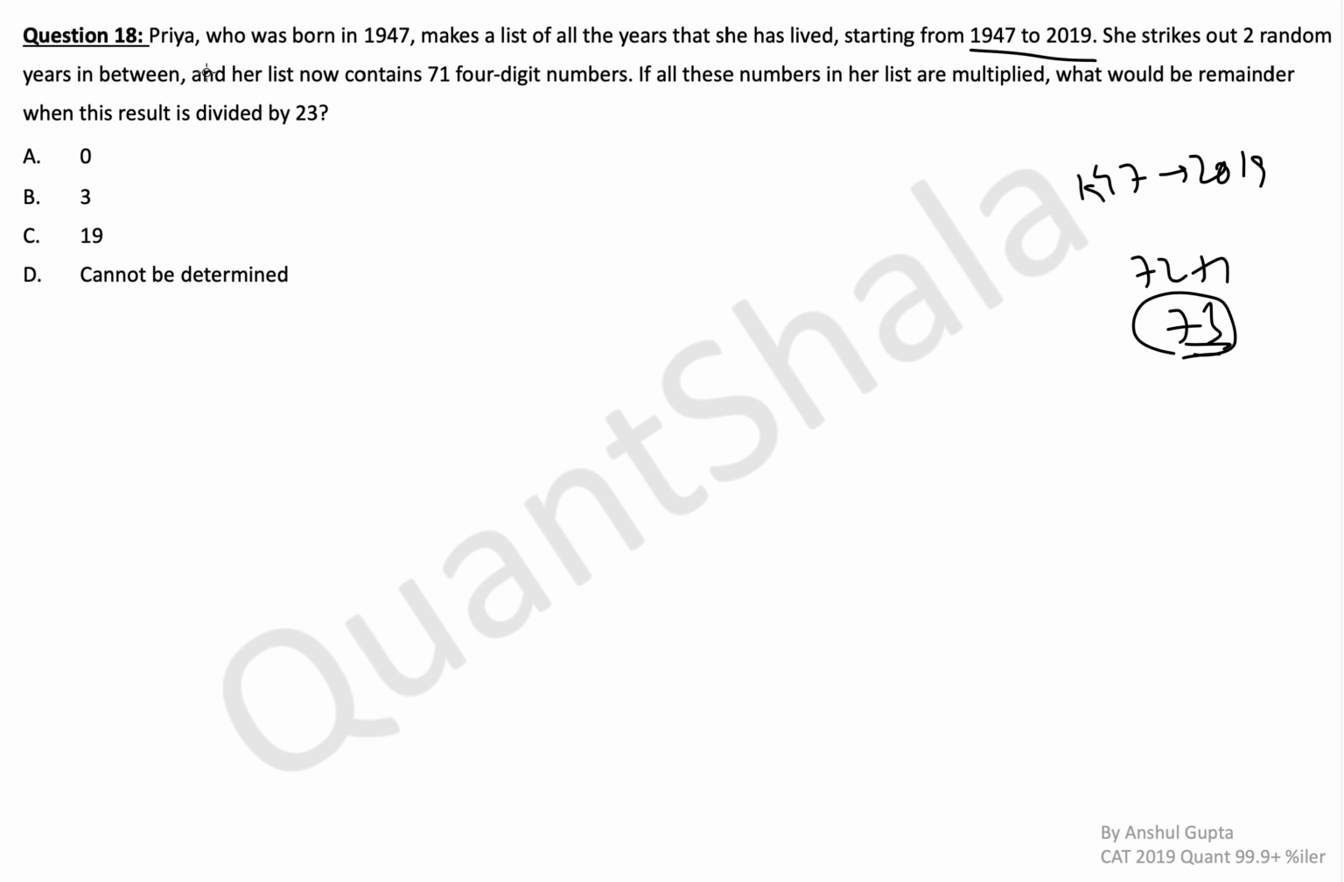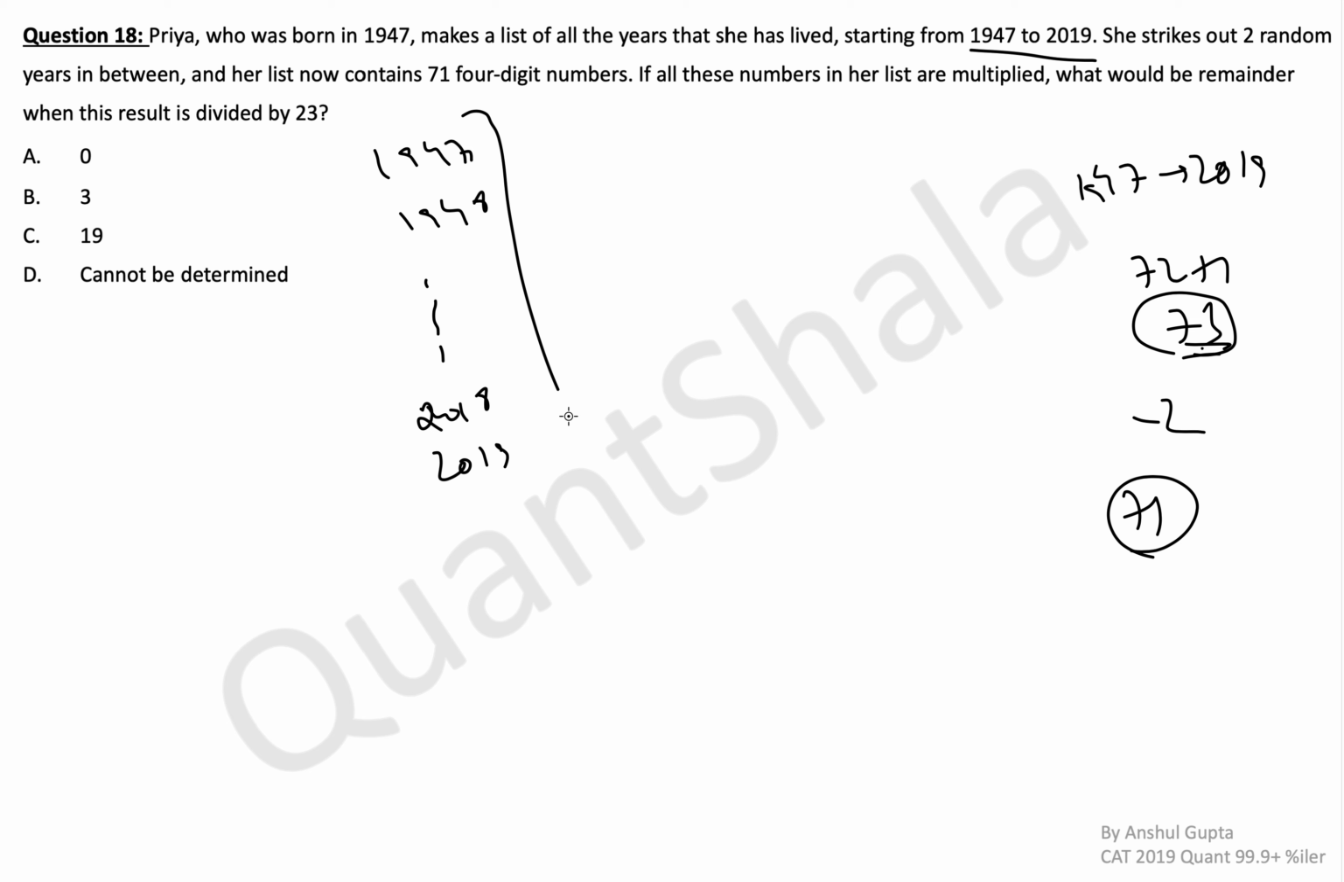She strikes out 2 random years in between, and her list now contains 71 4-digit numbers. Okay, that means 73 was correct. Striking out 2, you get 71 numbers left. If all these numbers in her list are multiplied, what would be the remainder when the result is divided by 23? Okay, so basically she has written down numbers from 1947, 1948 till 2019. Then she strikes out 2 numbers from here, multiplies all the remaining numbers, which is going to be a very big number, and then finds the remainder of this with 23.